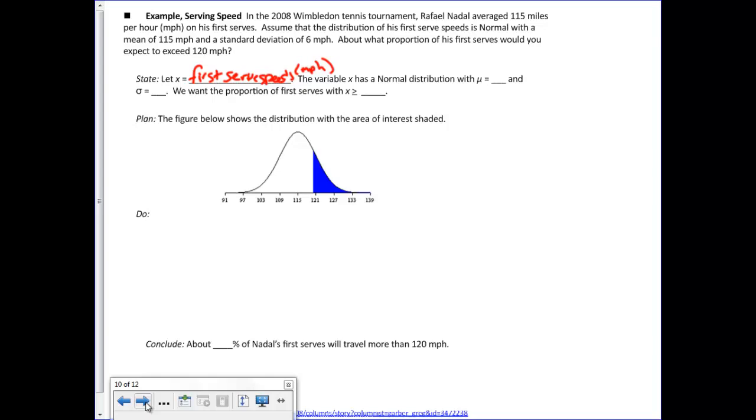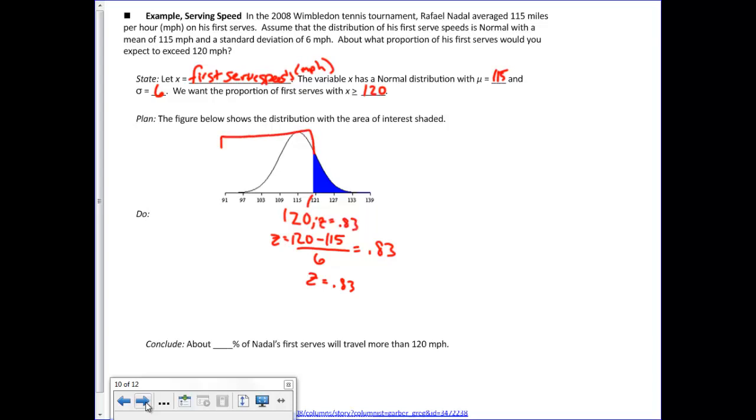The variable x has a normal distribution with a mean of 115 and a standard deviation of 6. And we want the proportion of first serves with x greater than or equal to 120. What exceeds 120 miles per hour? So I gave you the picture here. This is at 120, so I need to know what the z-score for 120 is so I can figure out this proportion here. We have x minus the mean divided by standard deviation: 0.83. Careful. This is our z-score. z equals 0.83. It's how many standard deviations above the mean. It's not a percent yet.